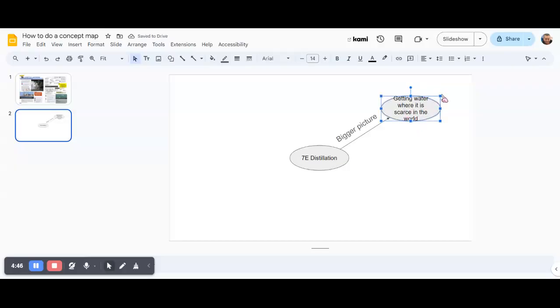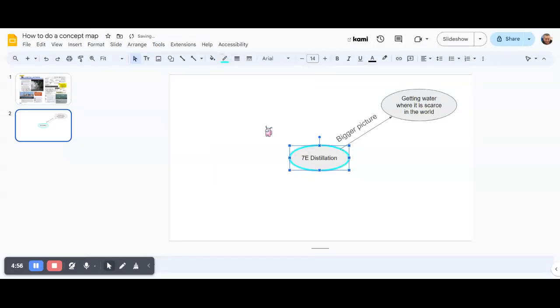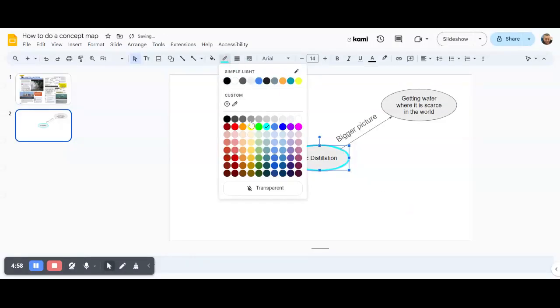Right. So what I'm going to do is I'm just going to expand this a little bit. I need to make this central theme perhaps a little more dominant. So I'm just going to pick a color.